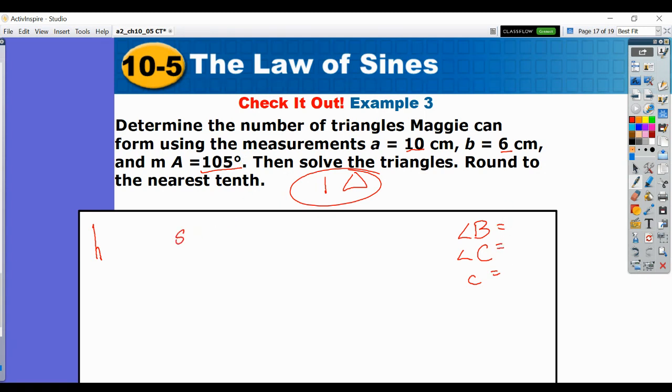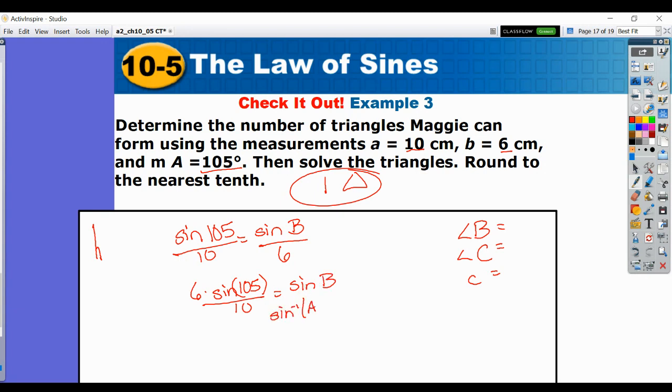All right, here we go. Sine of the angle I know over its side equals sine of the angle I don't know over its side. So we can start out with finding angle B. This one, I would do 6 times sine of 105, close parentheses, divided by 10 equals sine of B. Then you're going to have to push the second sine, second answer, and get your angle. So what that one comes out to is 35.4 degrees. All right, I found angle B.